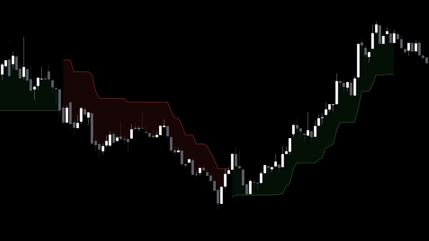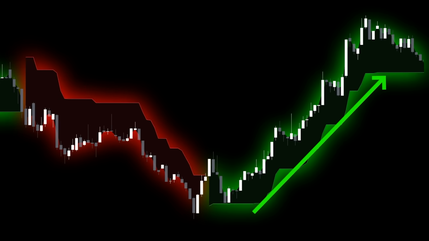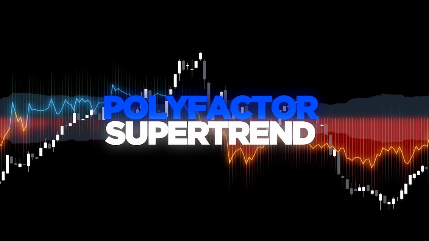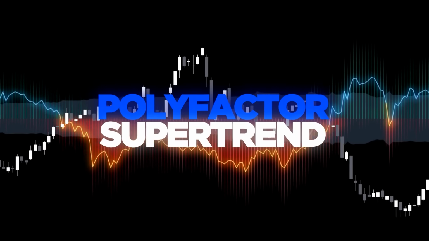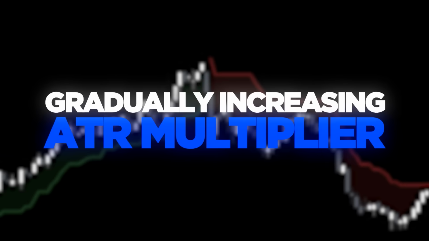A regular Supertrend plots a single trailing line based on one ATR multiplier. It flips between bullish and bearish only when price crosses that line. Simple, but limited. The Polyfactor Supertrend takes this concept to the next level. It runs 20 Supertrends simultaneously, each with gradually increasing ATR multipliers.